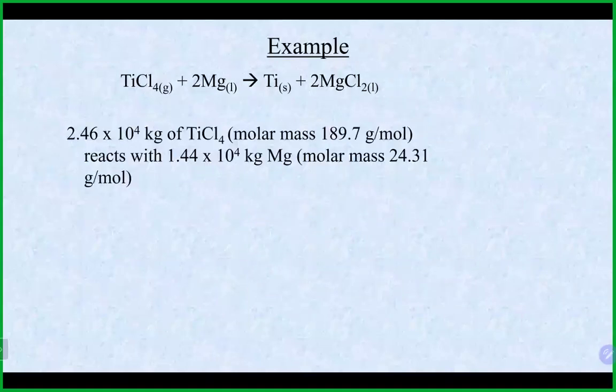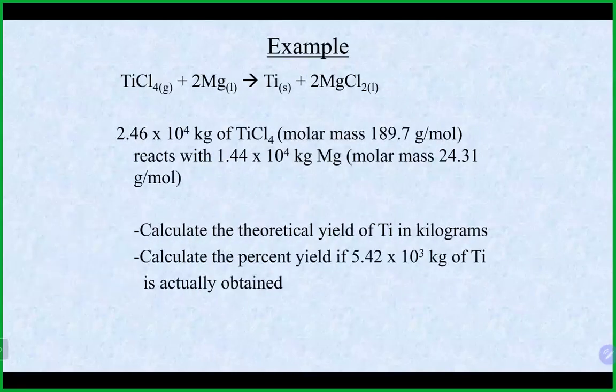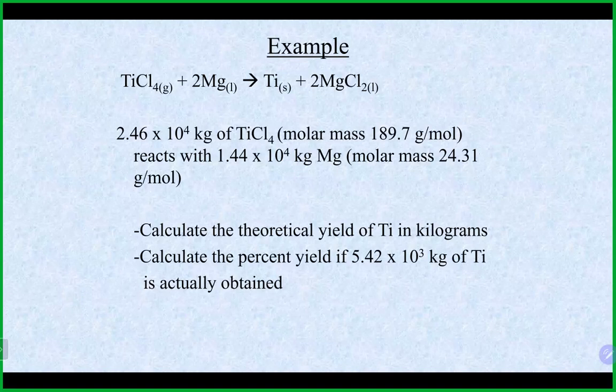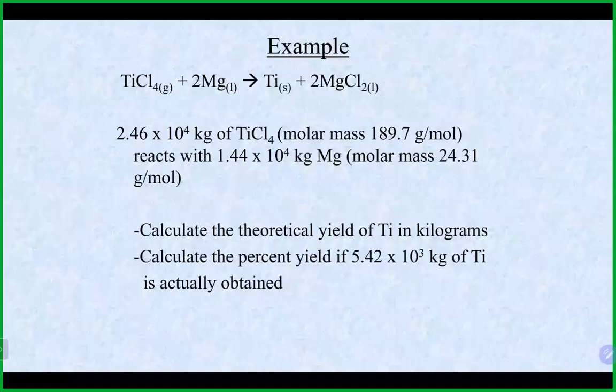All right, so why don't we try one here, maybe. Why not? All right, I want to try this one here. We have 2.46 times 10 to the fourth kilograms of TiCl4. Molar mass is 189.7 grams per mole. Reacts with 1.44 times 10 to the 4 kilograms of magnesium. Molar mass 24.31. What is the theoretical yield of Ti in kilograms? And what is the percent yield if we produced 5.42 times 10 to the 3?